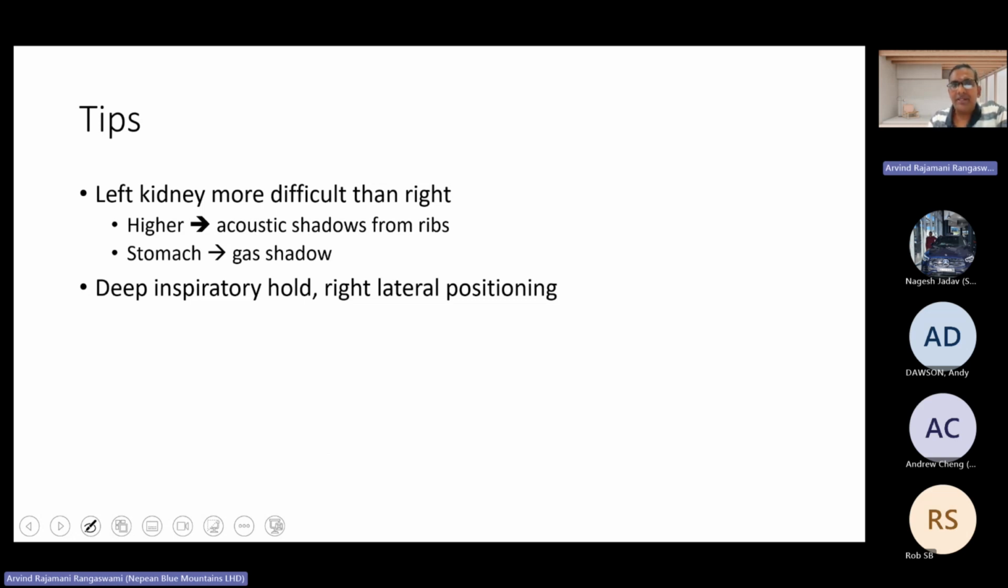When you're doing the left kidney, you're more likely to get acoustic artifacts from the ribs because you could potentially have a kidney that is just below the subcostal margin or even posterior to the ribs itself. And also, if you have a distended stomach, you can have a gas shadow from that. Similarly, in anybody, whether it's a left side or right side kidney, if you have bowel obstruction, then you'll have issues. Okay.